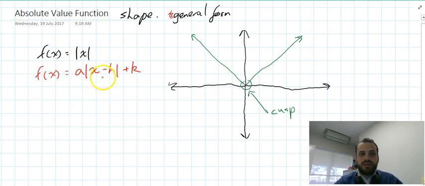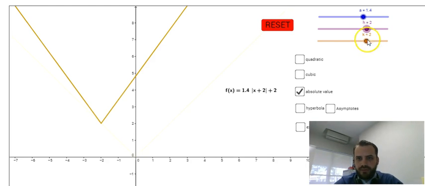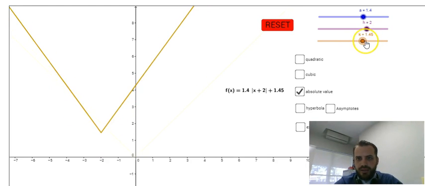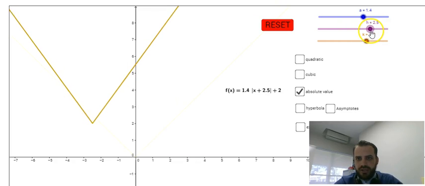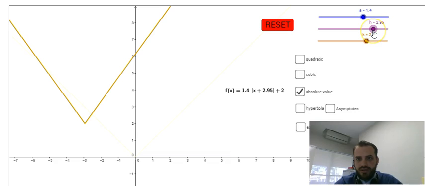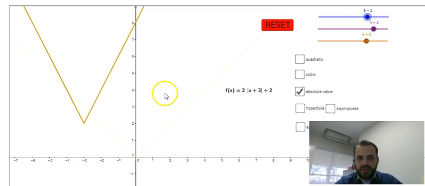So let's run through each of the values, a, h, and k, and figure out what each of those does. You could probably take a guess. So I'm going to shift each of these just a little bit, if it'll work for me. Okay, so I've just shifted k up to 2. I've shifted h, let's shift h to 3, and let's shift a to 2. Okay, so hopefully you can see what was happening there.